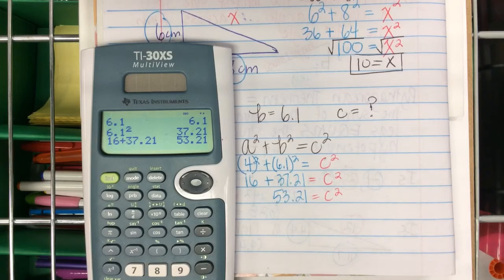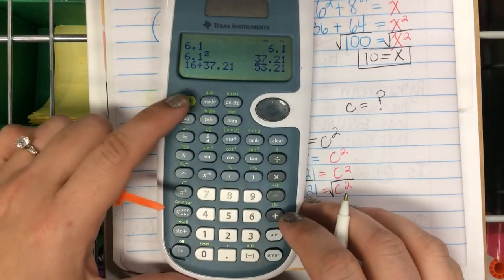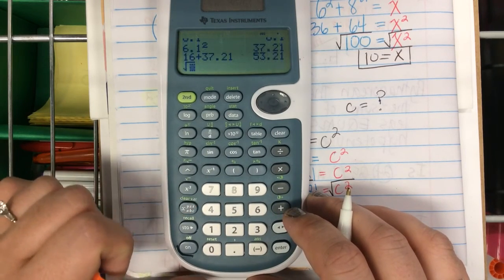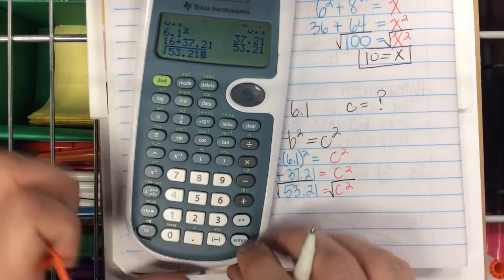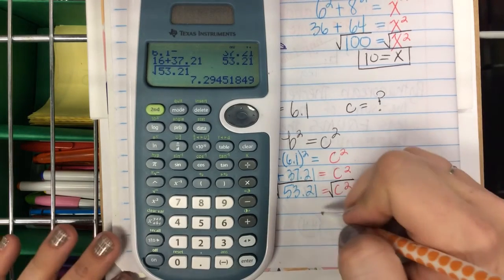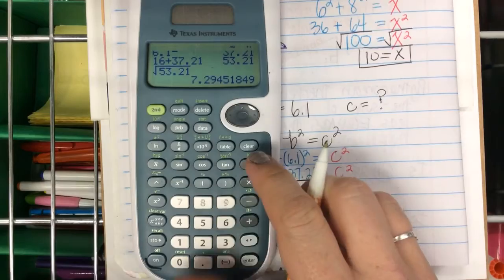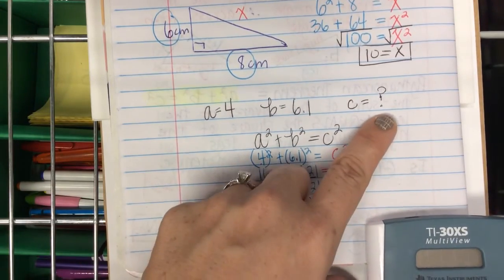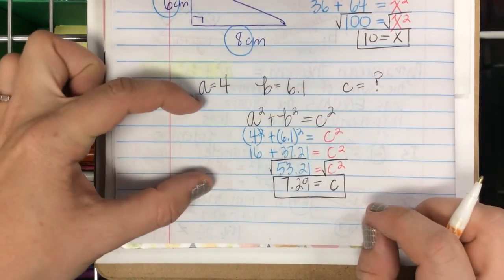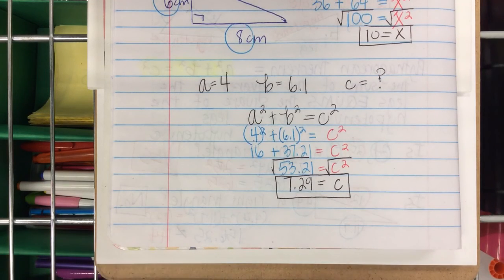Is that the answer? What's the last step? Square root. The square root on your calculator is second and x squared, your square button. See how it's above it? 53.21. Let's do nearest hundredth. 2 decimal places. So c equals what? 7.29. Does that make sense? Is 7.29 the longest of all the sides? Would it make sense to have 4, then a little bit more than 6, and then have the longest part be 7? Yeah. It's that easy.